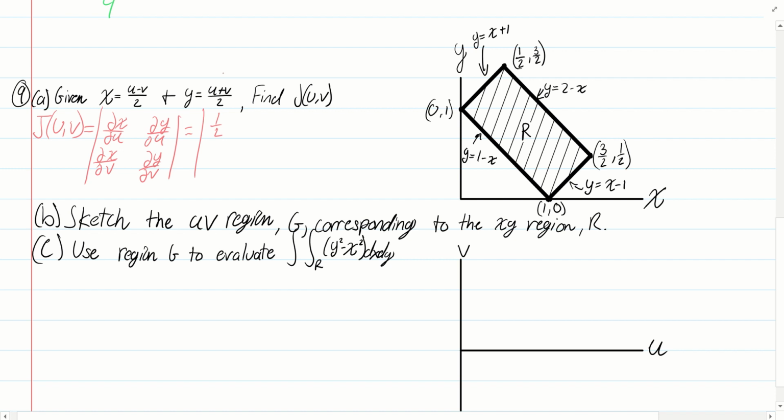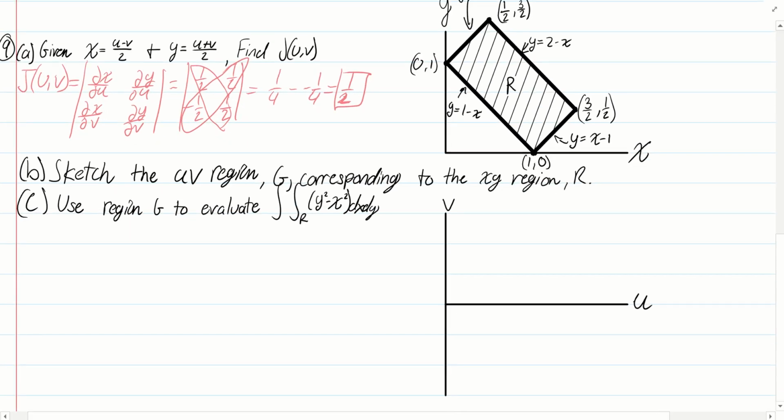Partial of y with respect to u is going to be 1/2 as well. Partial of x with respect to v is going to be negative 1/2. Partial of y with respect to v is going to be positive 1/2. Finding the determinant, we cross multiply and subtract. It's going to be 1/4 minus a negative 1/4, so it's going to equal 1/2. So that's our Jacobian determinant. Every time we take an integral within the Jacobian integration system, we always have to use 1/2.